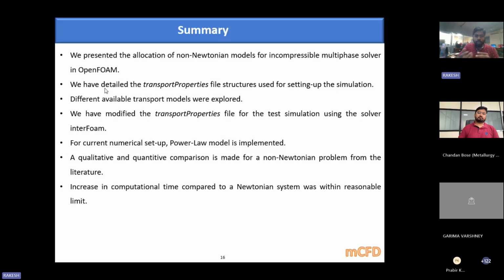We have shown a qualitative and quantitative comparison for this non-Newtonian case. And one more thing, as we were doing the simulation, we found that there is an increase in the computational time compared to a Newtonian system, and that was within a reasonable limit. Because of the complexity of the fluid and all the rheological parameters coming into the picture, there was an increase in the computational time as compared with the Newtonian system.